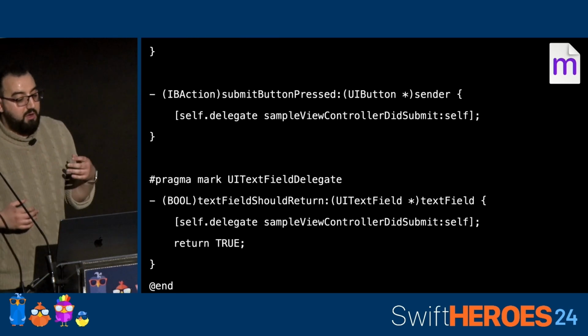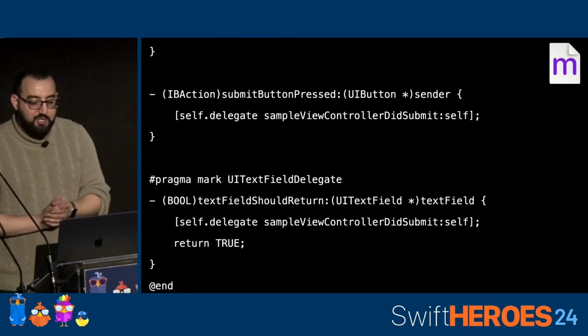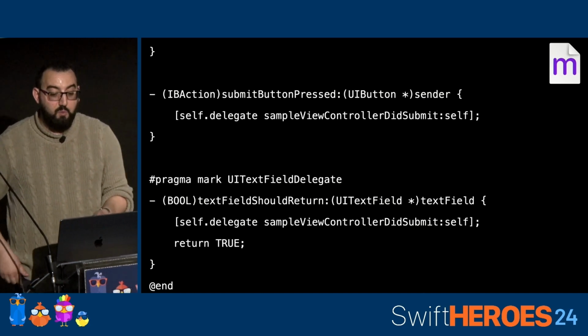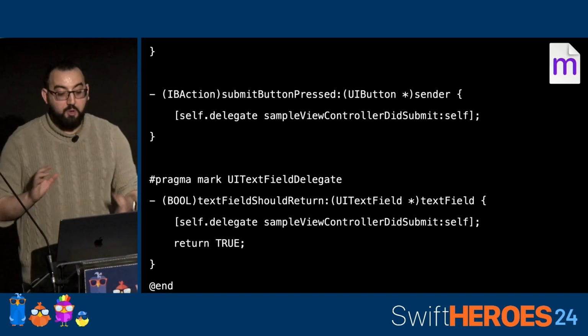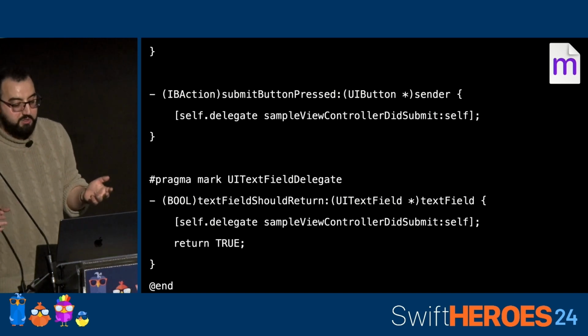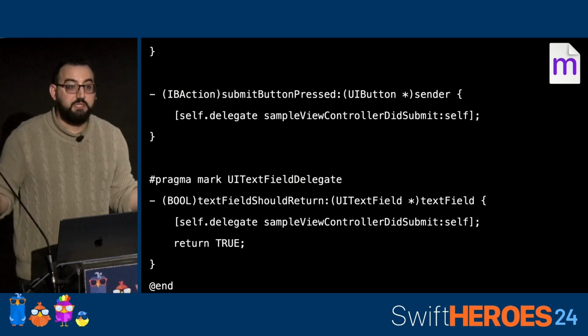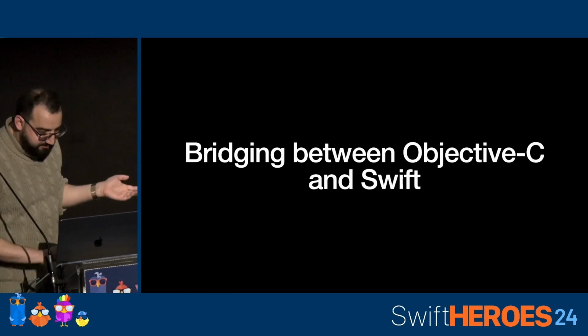And then we add our IB action method for a button press and a UI text field delegate method for when the user presses the return key, both of which will tell our delegate that we just submitted our little form. And that's our implementation. Look, we just made a class.